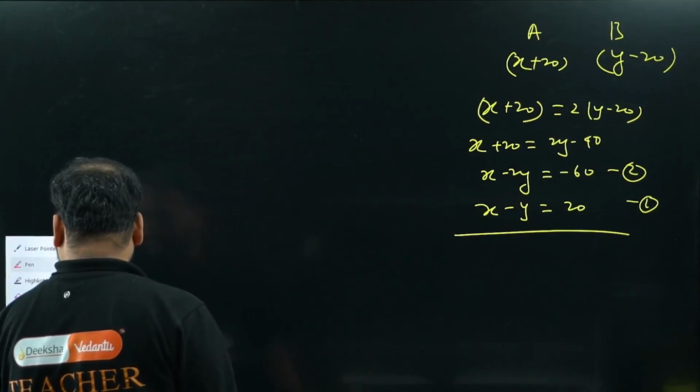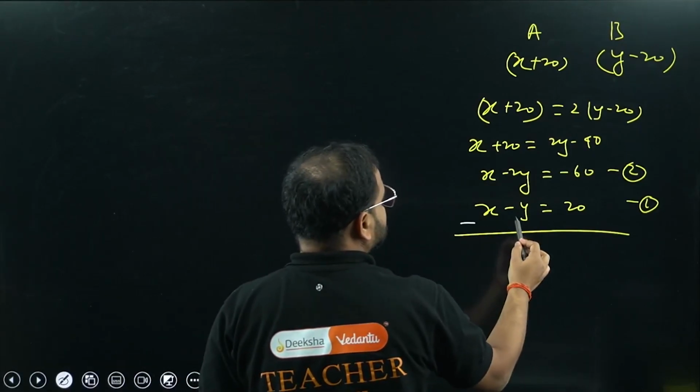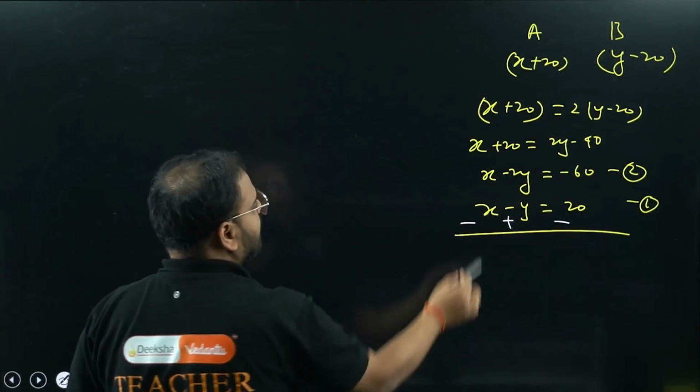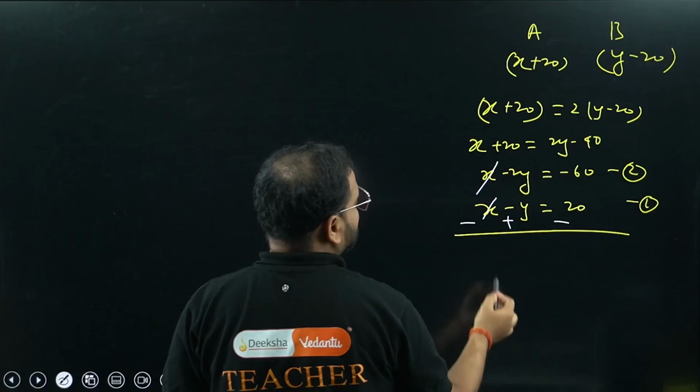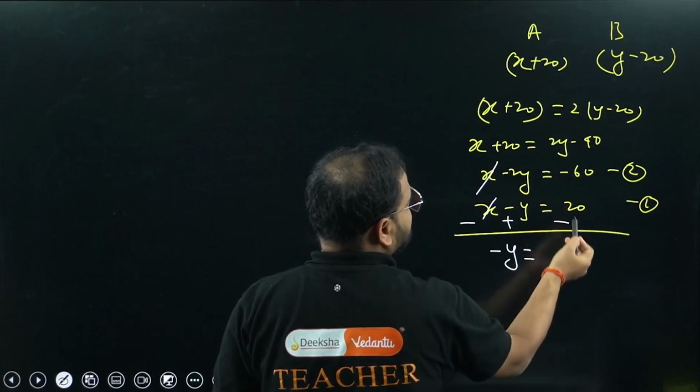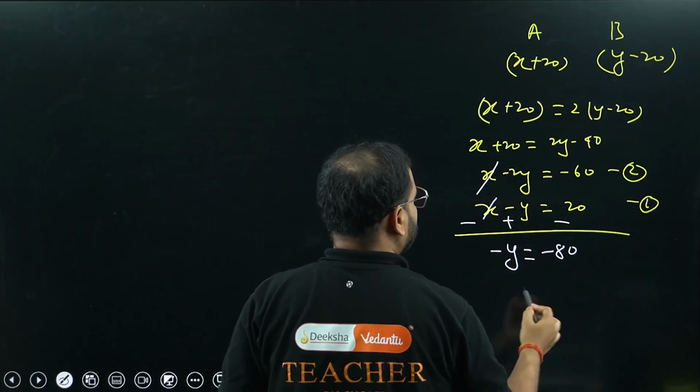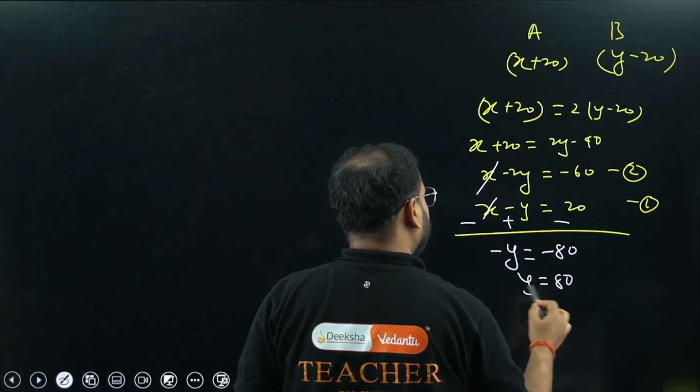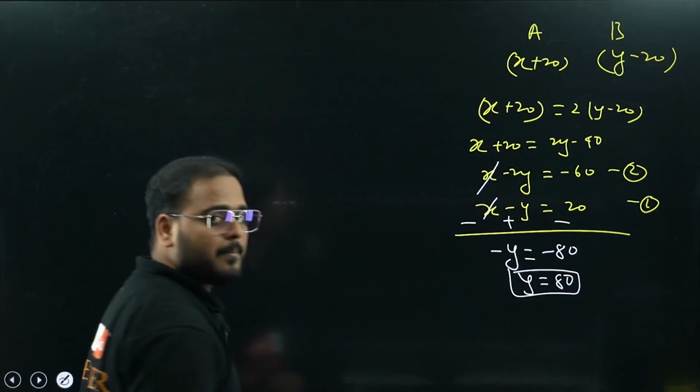Please subtract. See what is happening here. Minus plus minus, sign change. X goes out. What do I get? Minus 2Y plus Y, simply minus Y. Minus 60 minus 20, minus 80. What is the Y value? Simply plus 80.